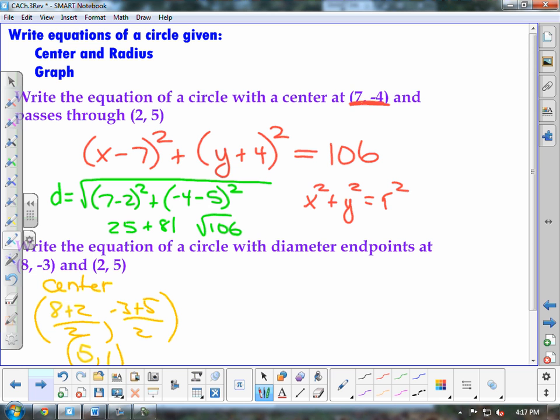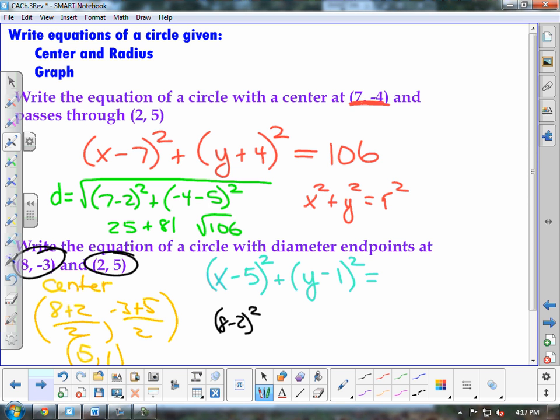And so then we know that our equation has to be x minus 5 squared and y minus 1 squared. And now we have to find the radius, which, if we find the distance between the 2 points, we just cut that in half. So we would have 8 minus 2 squared plus negative 3 minus 5 squared, and the square root of that.